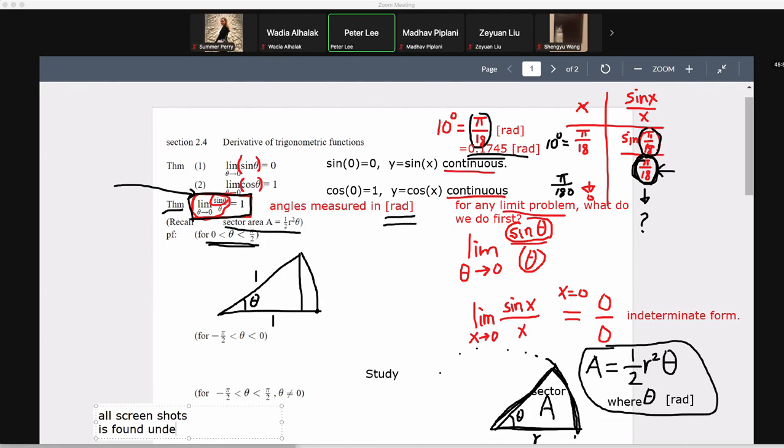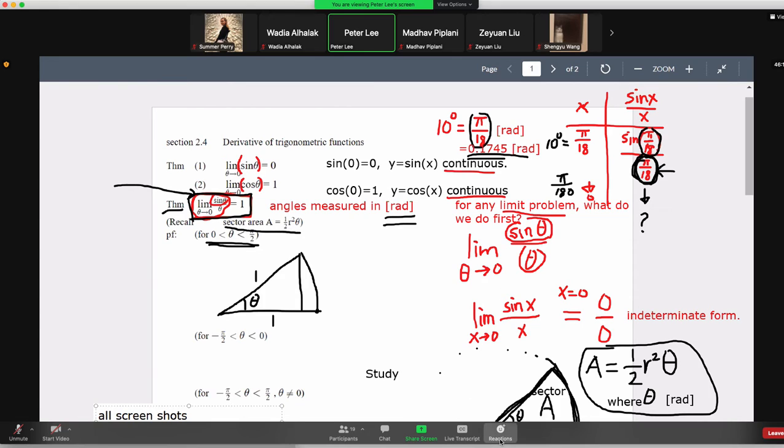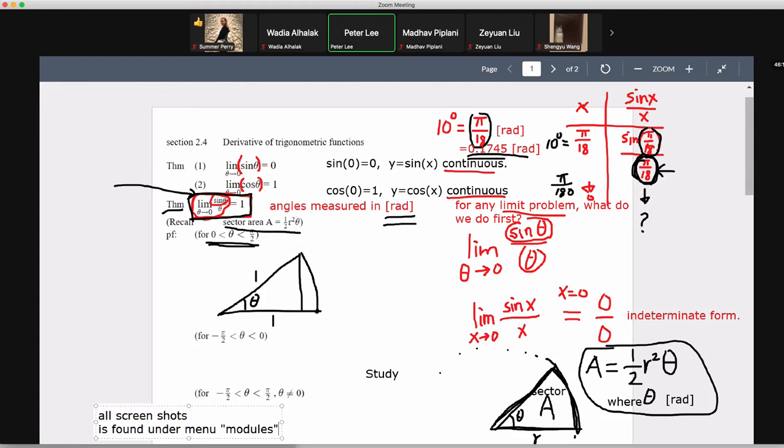All the screenshots are found under the menu Modules. And when you go to modules, the only thing you find there are screenshots. So that's where I decide where I put the screenshots. Under files, you will find the same screenshots, but they're not organized. So I decided not to organize over there. So just go to modules and you'll find all the screenshots.